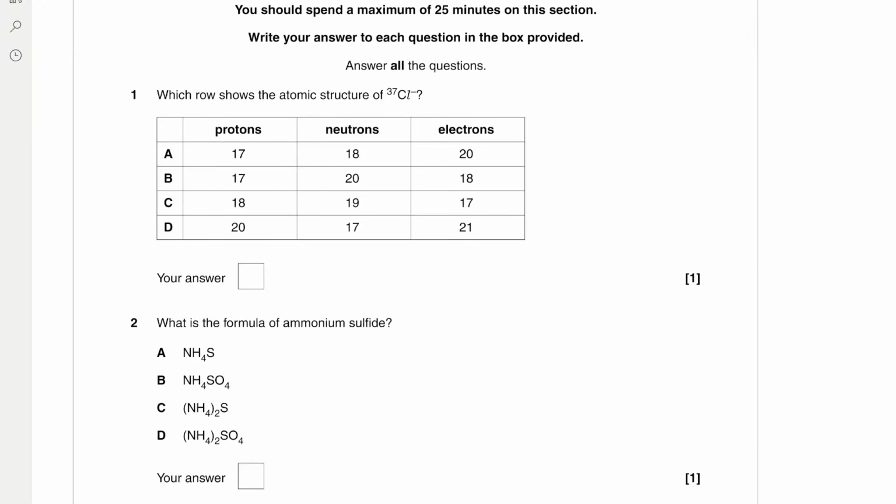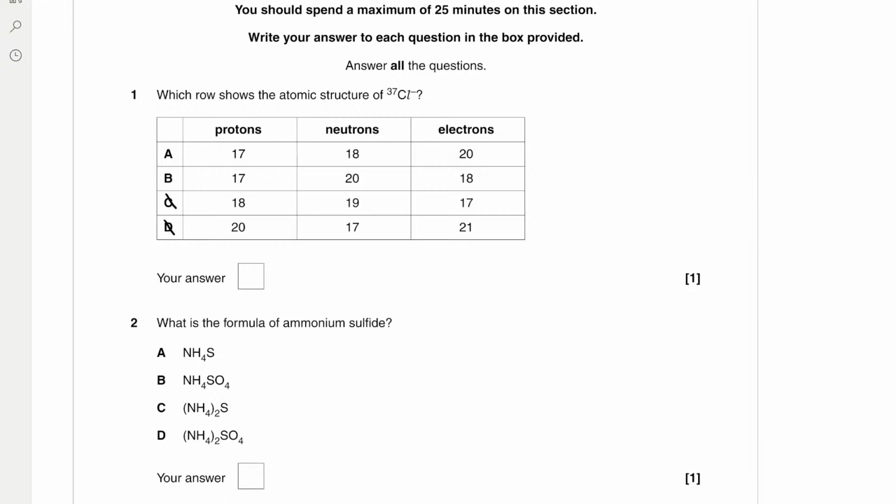Which row shows the atomic structure of 37Cl-? So the mass number of this isotope is 37. The isotopic mass is 37. If we want to find the number of protons, we know it's going to be 17, because if you look at the periodic table, you look for the atomic number. The atomic number of chlorine is 17. So it's either A or B, so it can't be C or D because they're not 17 for the number of protons.